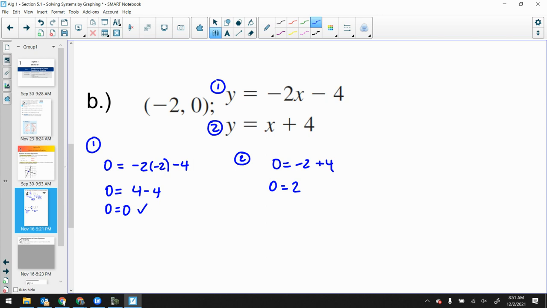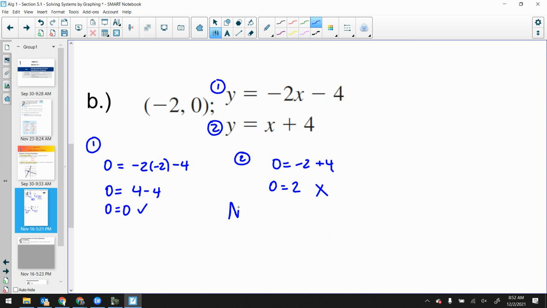Is that a true statement? No. So is negative 2 comma 0 the point where these two lines will cross? No. I know that I got this wrong. I have to go back and do something different to see where my solution is, because I know it's not negative 2 comma 0. See, what I'm teaching you here is how do you check your answer?